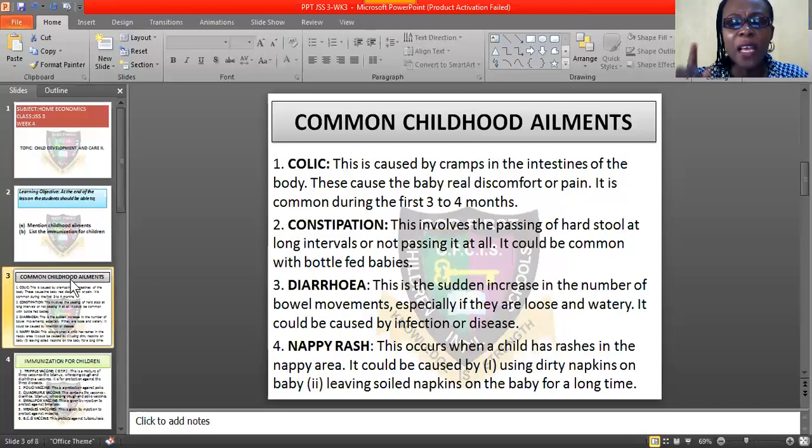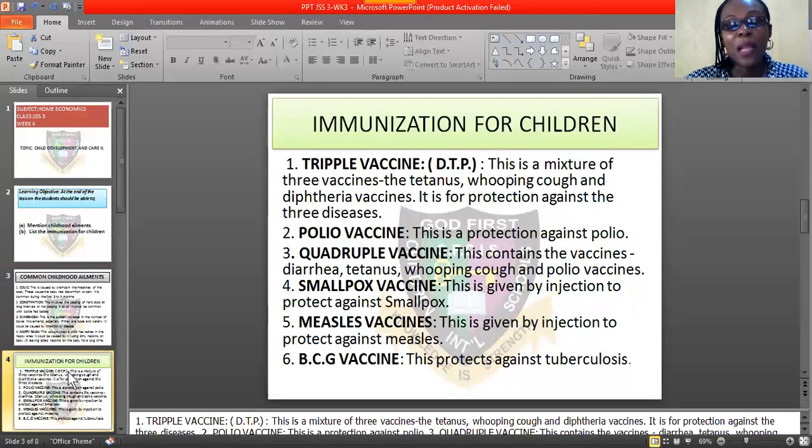But if in a case the child happens to have the rash, my dear, still take the child back to the doctor, and the doctor will prescribe what you will use on that child. Then it might be an ointment, it might be a drug. It depends on the case. Do you understand? Yes, that is all about common ailments in children. Yes, let us now go to the immunization for children.